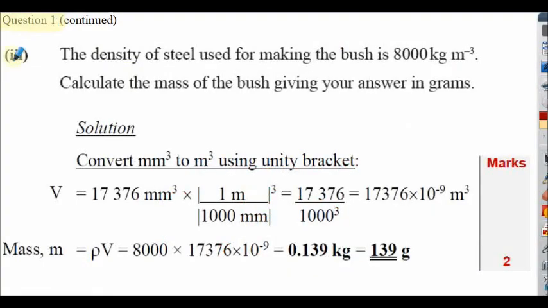Question 1, part B, item 3. Got to calculate the mass of the bush. We're given the density of the material in the question. Notice I convert my millimeters cubed to meters cubed using a unity bracket. Here's my unity bracket shown here. There's a separate presentation related to unity brackets if you want further information. And here's the calculation of the mass in terms of kilograms, but final answer stated in grams.